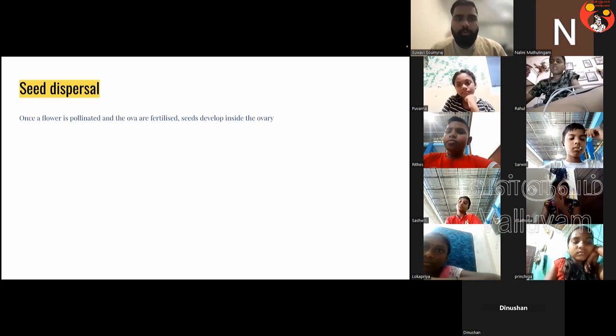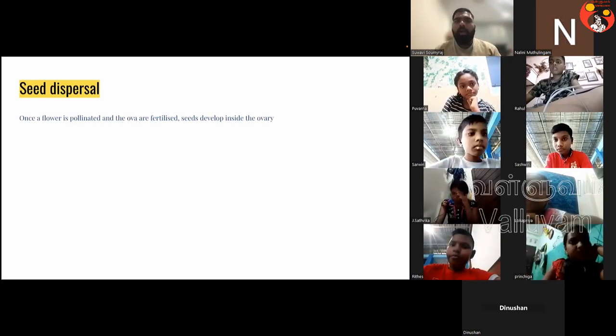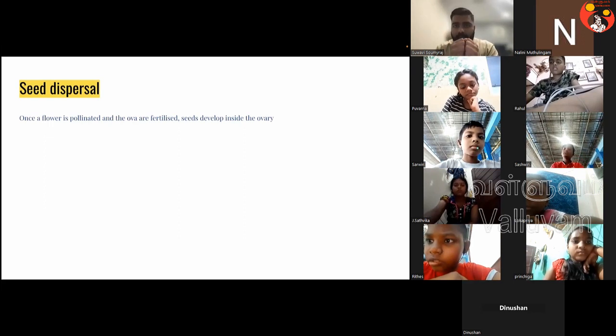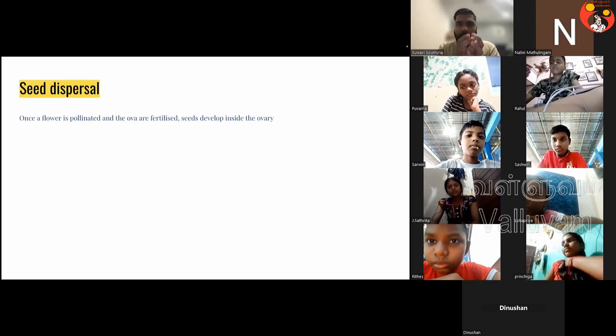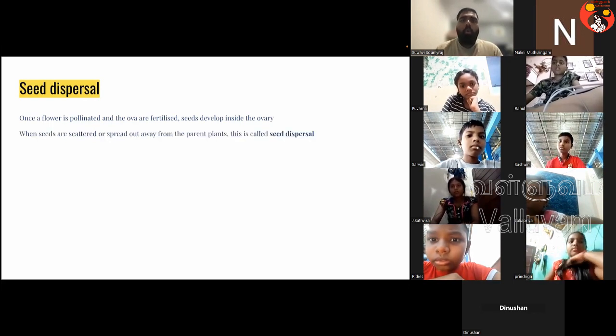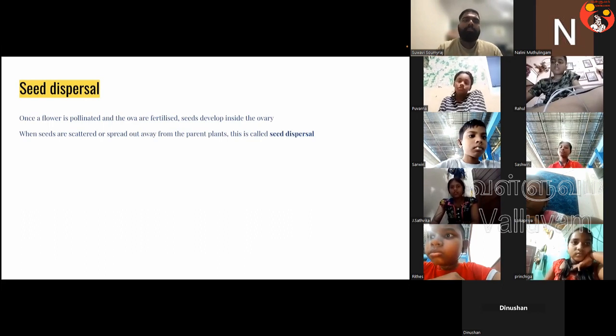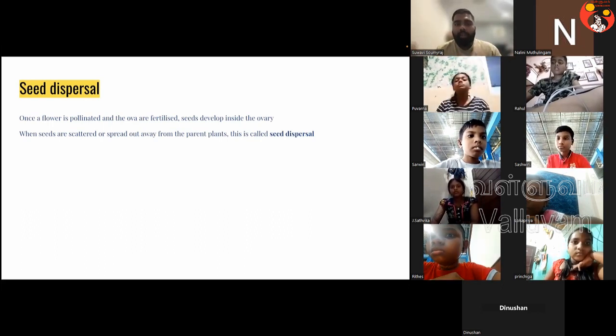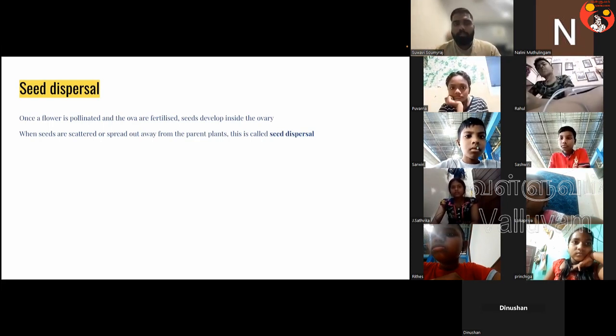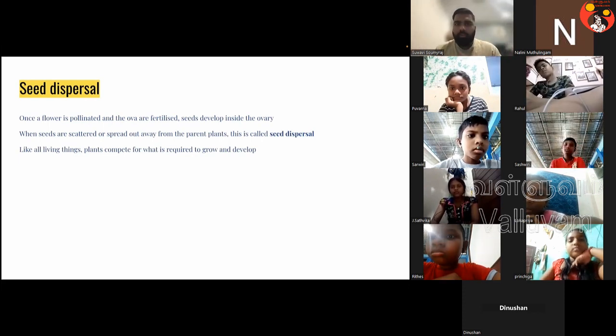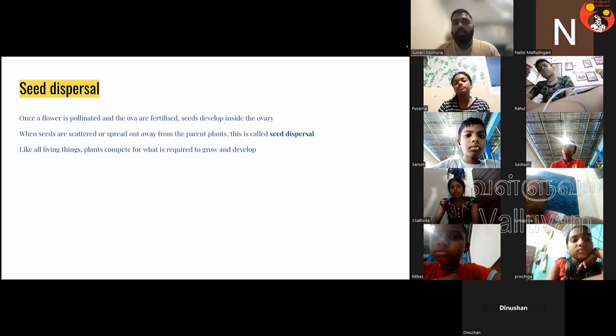Okay, so seed dispersal. Once the flower is pollinated, so the ova is fertilized, the pollen and the ova are fused together, seeds develop inside the ovary, right at the bottom of the flower. When the seeds are then taken away, scattered and spread out from the initial parent plant, that is called seed dispersal. Now, like all living things, humans, animals, whatever it might be, plants also compete for resources to help them grow and develop.